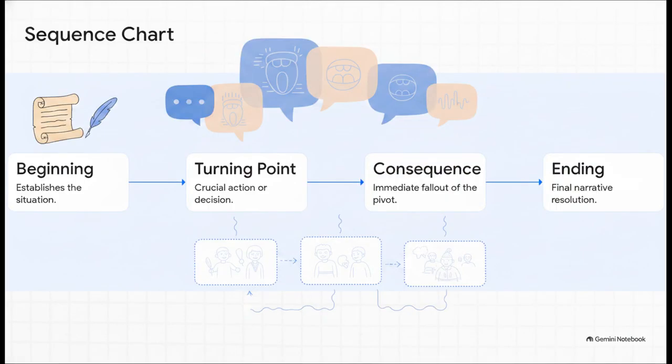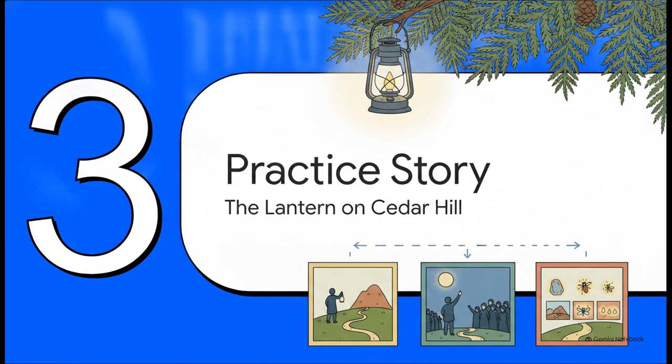So we can organize these main events using this really clean 4-step sequence chart. First, you start with the beginning, which just sets up the situation. Then comes the turning point, that absolutely crucial action or decision that completely pivots the story. And of course, that leads directly to the consequence, which is the immediate fallout of that pivot. Finally, we land at the ending, tracing that entire cause and effect timeline all the way to its ultimate resolution. Let's see this in action.